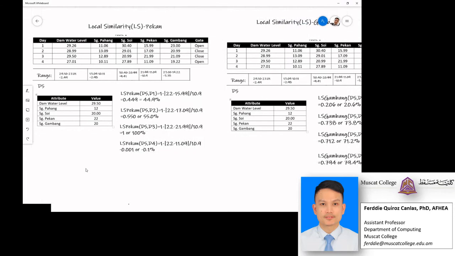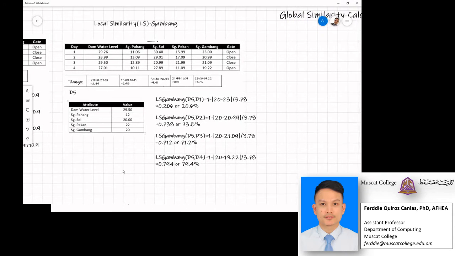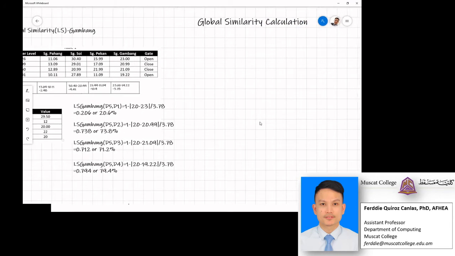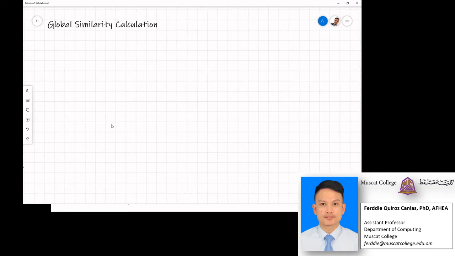And also last time we did the comparison for Pecan. Okay, same, the Pecan here for day 5 and Pecan of day 1, day 2, day 3, and day 4. Likewise, we finally finished the local similarity comparison of day 5 for Gambang, the water level of river Gambang and the water level of Gambang in day 1, day 2, day 3, and day 4. Now, we need to go to the next step, which is global similarity.